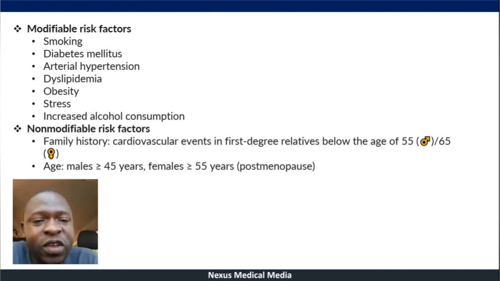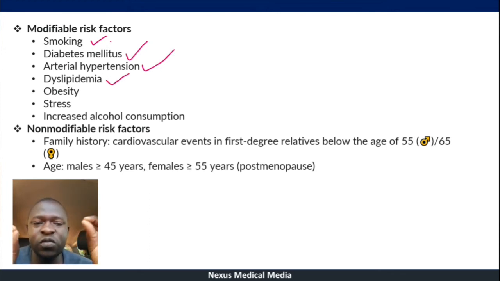All right, so these are some of the risk factors of atherosclerosis. They can be divided into two groups: modifiable risk factors and non-modifiable risk factors. Modifiable means we can reduce them, but with non-modifiable, there's nothing we can do about it. So we can stop smoking, because smoking is a risk factor. Other risk factors are diabetes, arterial hypertension, and dyslipidemia. This is a disbalance between the lipoproteins, like low density lipoprotein and high density lipoprotein.